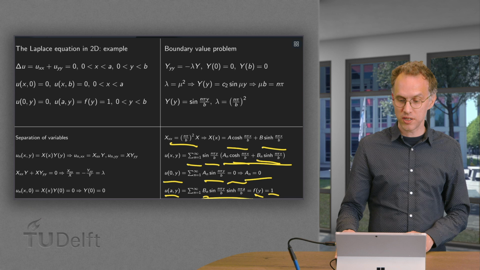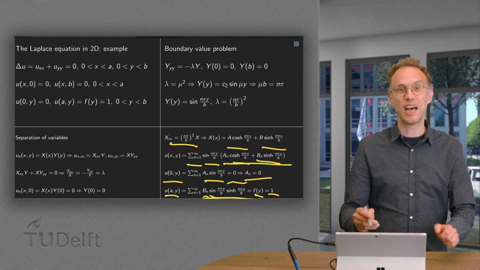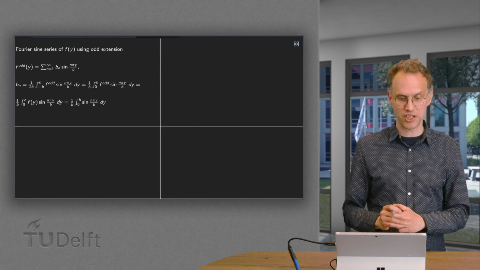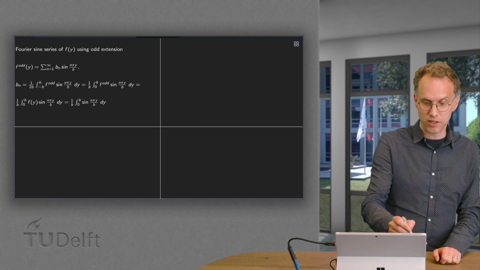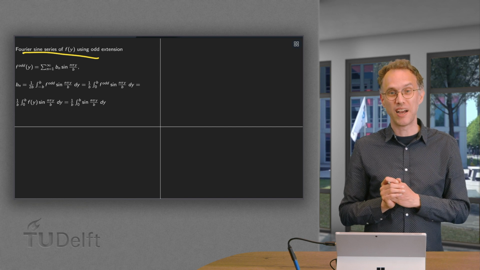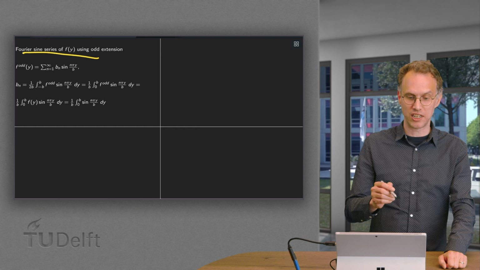So what do we want? We want to express our f of y as a sum of sines. So we have to write our f of y as a Fourier sine series. Now, how do we do this? We need a Fourier sine series of f of y. So our f of y can only have sines. So we have to make the odd periodic extension.